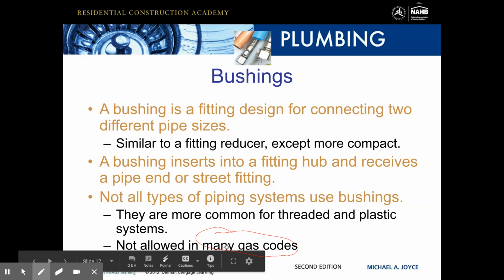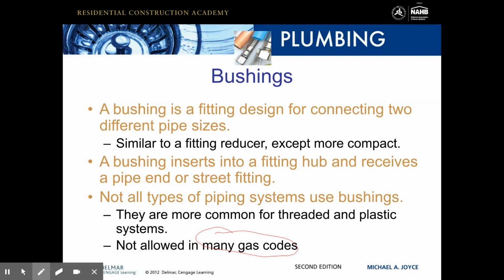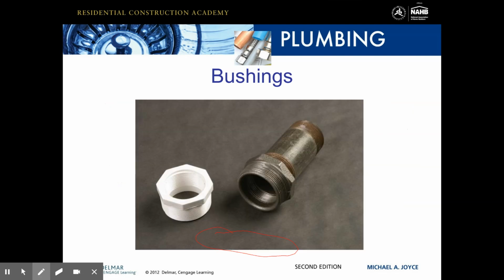The reason for this is that bushings tend to crack, and if you have a bushing that cracks and you're running gas through it, you're going to have a gas leak. And here's an example of a bushing.